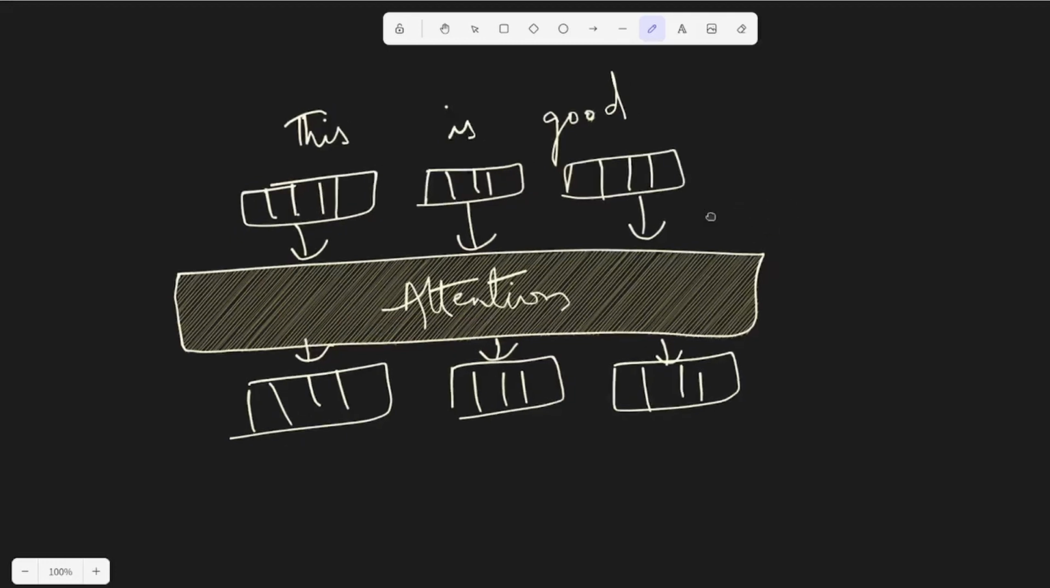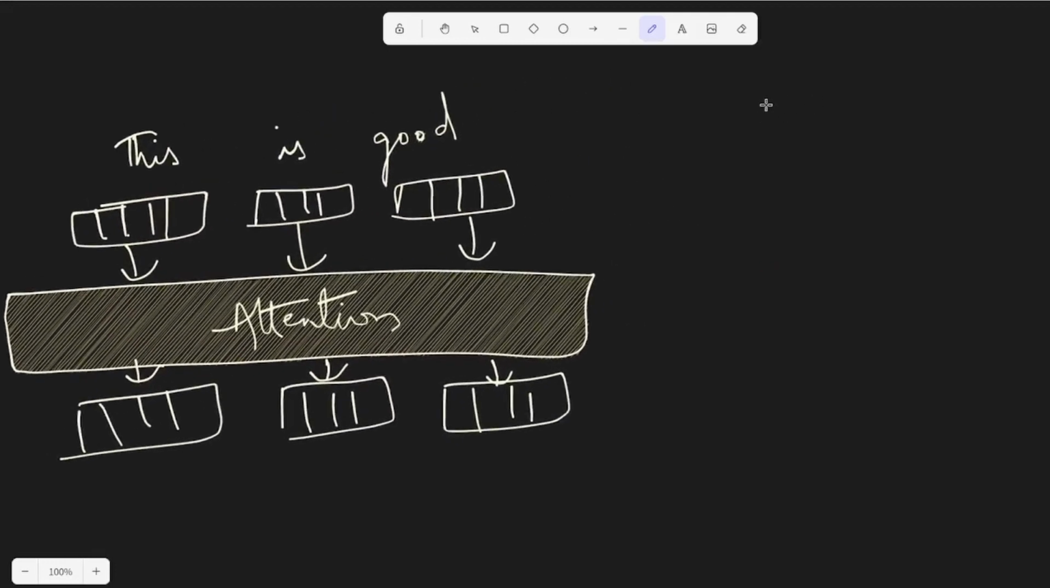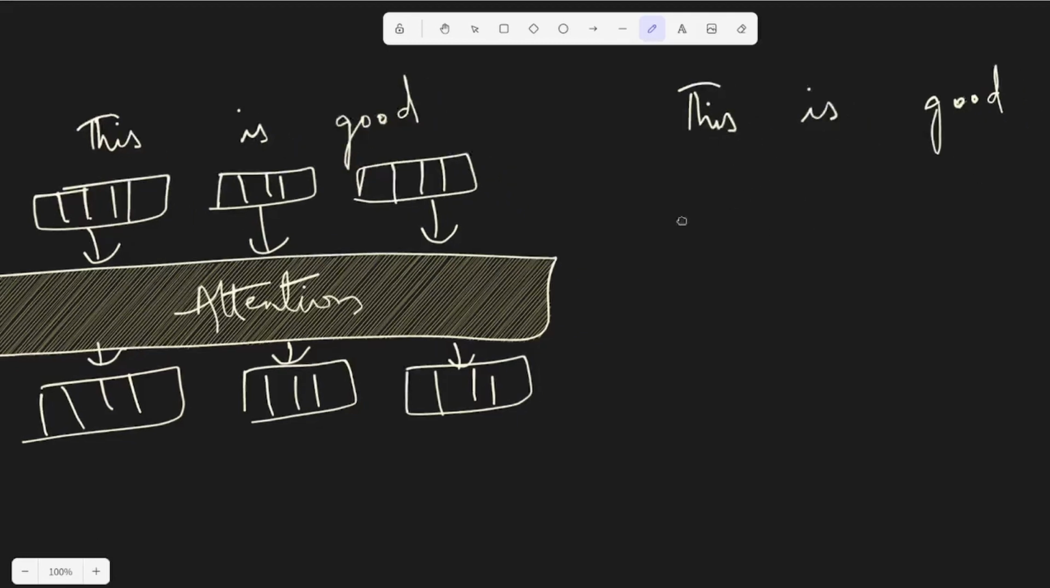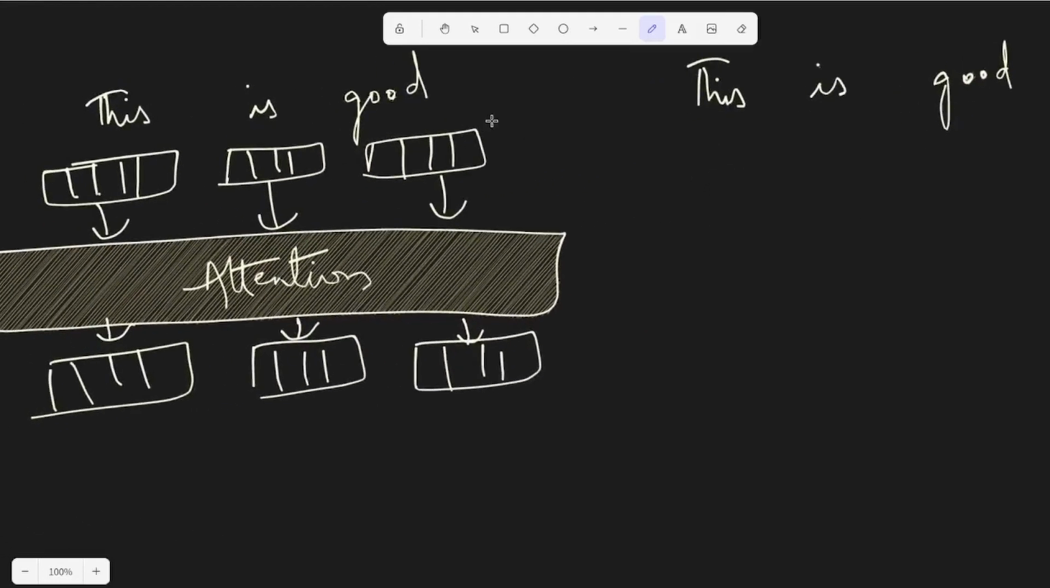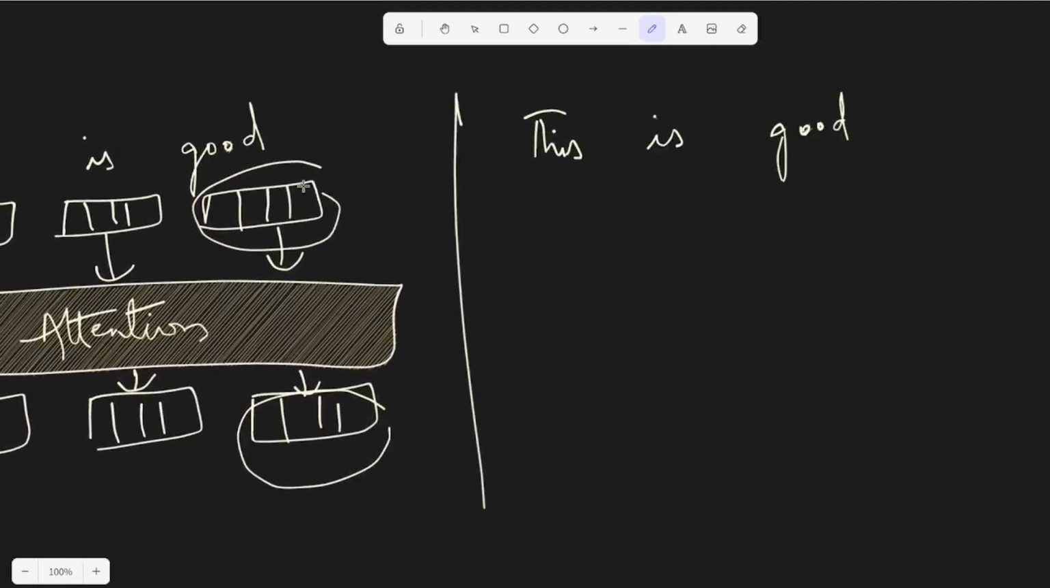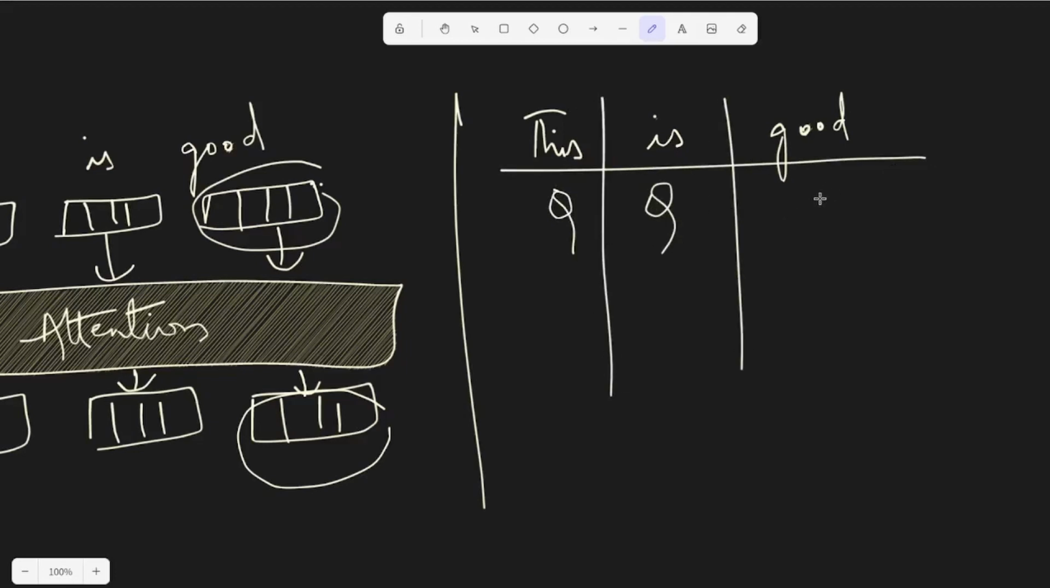Now what really happens in the plain attention is that, let's consider these words as A, B, C, or let's just take the same word. Let's say this is "good". What we really do, when we want to go all the way from here to here, is that for every word from the initial representation we get a query vector, a key vector, and a value vector.